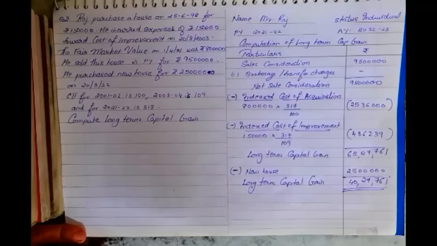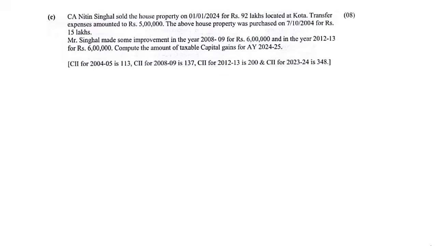Okay, now we will solve one more sum which is based on long-term capital gain. Okay, so let us see that. CA Nitin Singhal sold the house property on 1st Jan 2024 for 92 lakhs located at Kota. Transfer expenses amounted to 5 lakhs and the above house was purchased in 2004 for rupees 15 lakhs. Singhal made some improvement in the year 2008-9 for 6 lakhs and in the year 12-13 for 6 lakhs. Compute the amount of taxable capital gain for the assessment year 24-25 and then they're giving you all the CIIs.